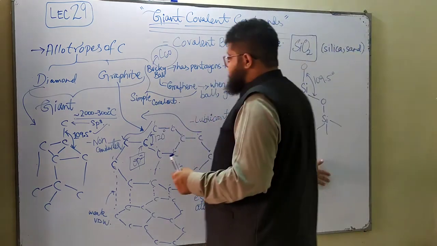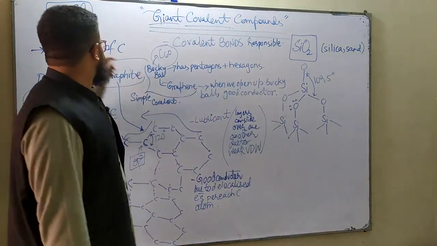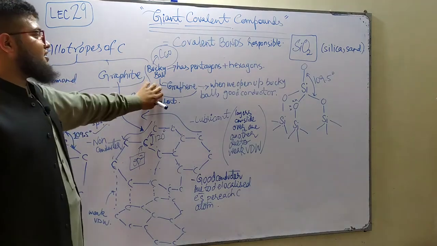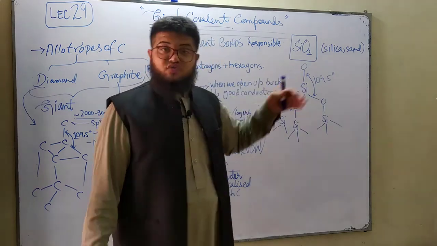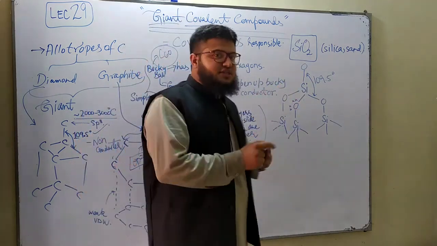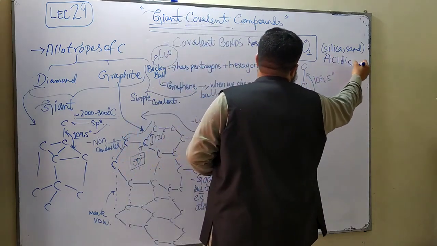Last and final of the giant covalent structure is silicon dioxide. And by the way, I added these 2 because I wanted to cover all the allotropes of carbon, out of which 2 are giant and the other 2 are simple molecular. Now coming to the last one, SiO2, you've done that in your O levels. Silicon dioxide, it's an acidic oxide, if you remember. You guys remember what acidic oxides are?